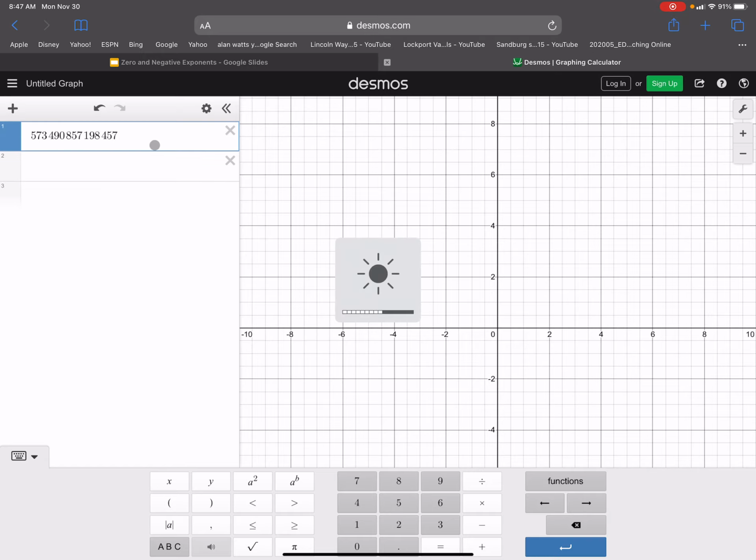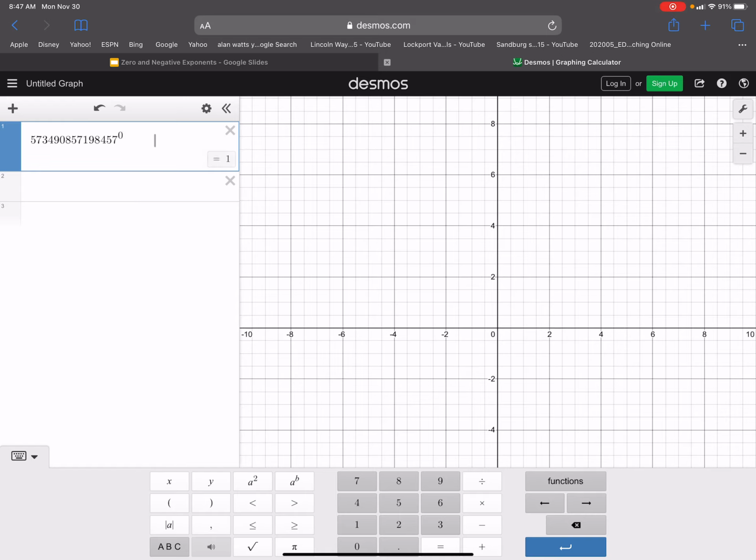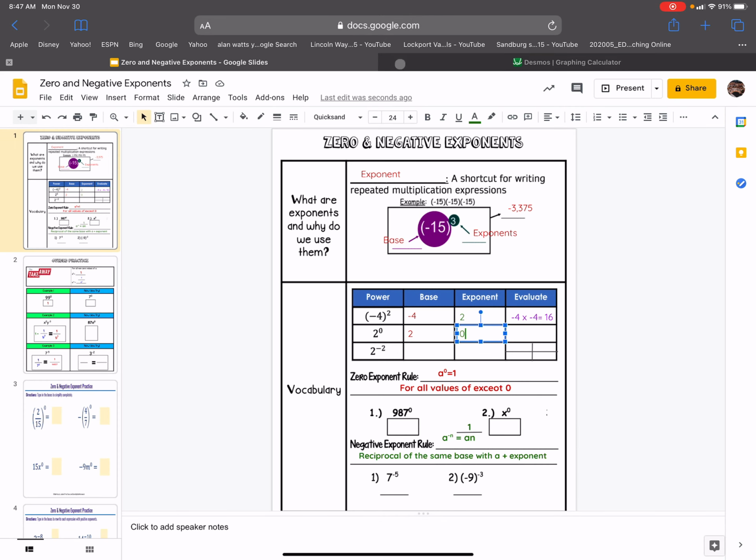I don't even know what that is, but I'm going to put it in, and I'm going to raise it to the 0 power, and notice that it becomes 1. So anything to the 0 power becomes 1. So my answer would just be 1.